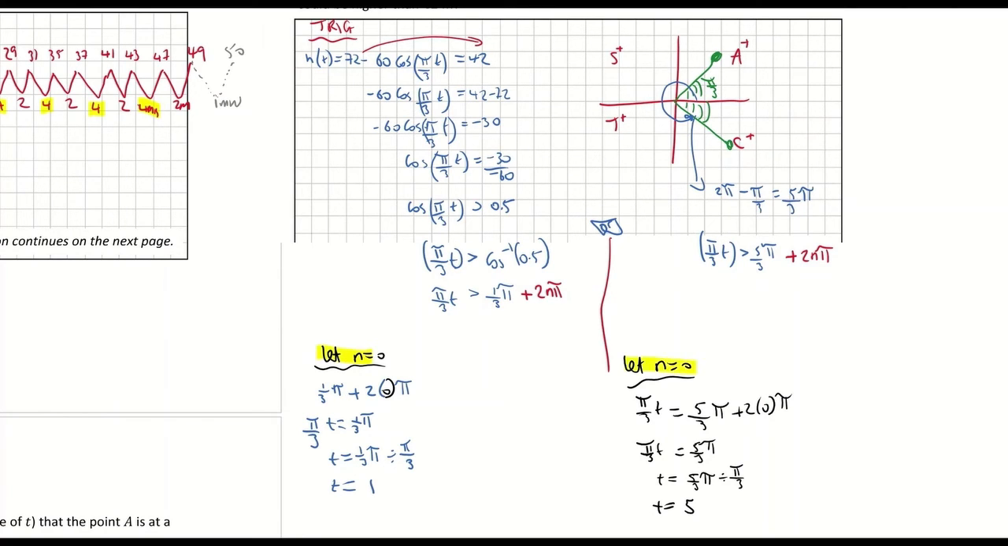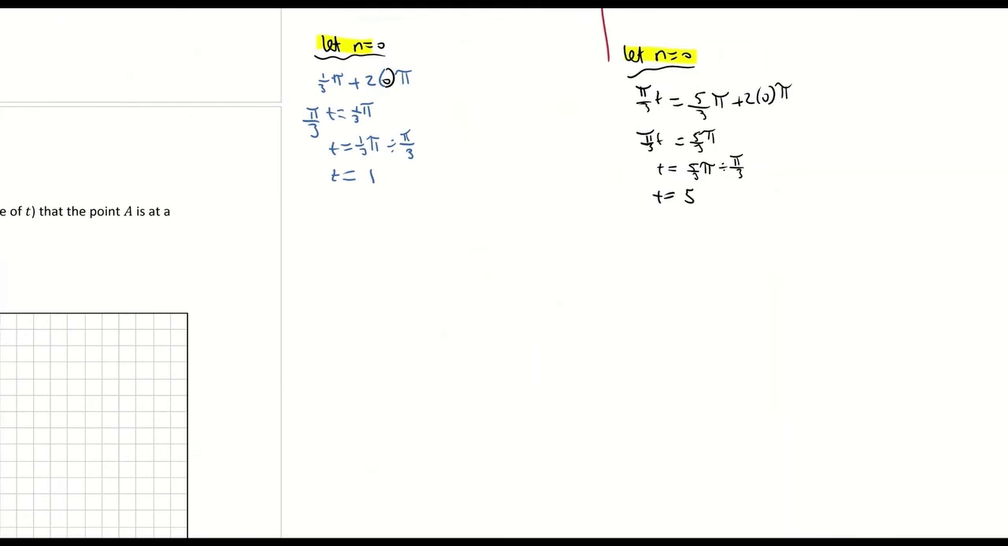So I just need to basically continue that now. That's n is equal to 0. I just need to continue that until my highest value for t is up to the 50-minute mark, basically. So I'm just going to write down a few more solutions here. Let n is equal to 1.